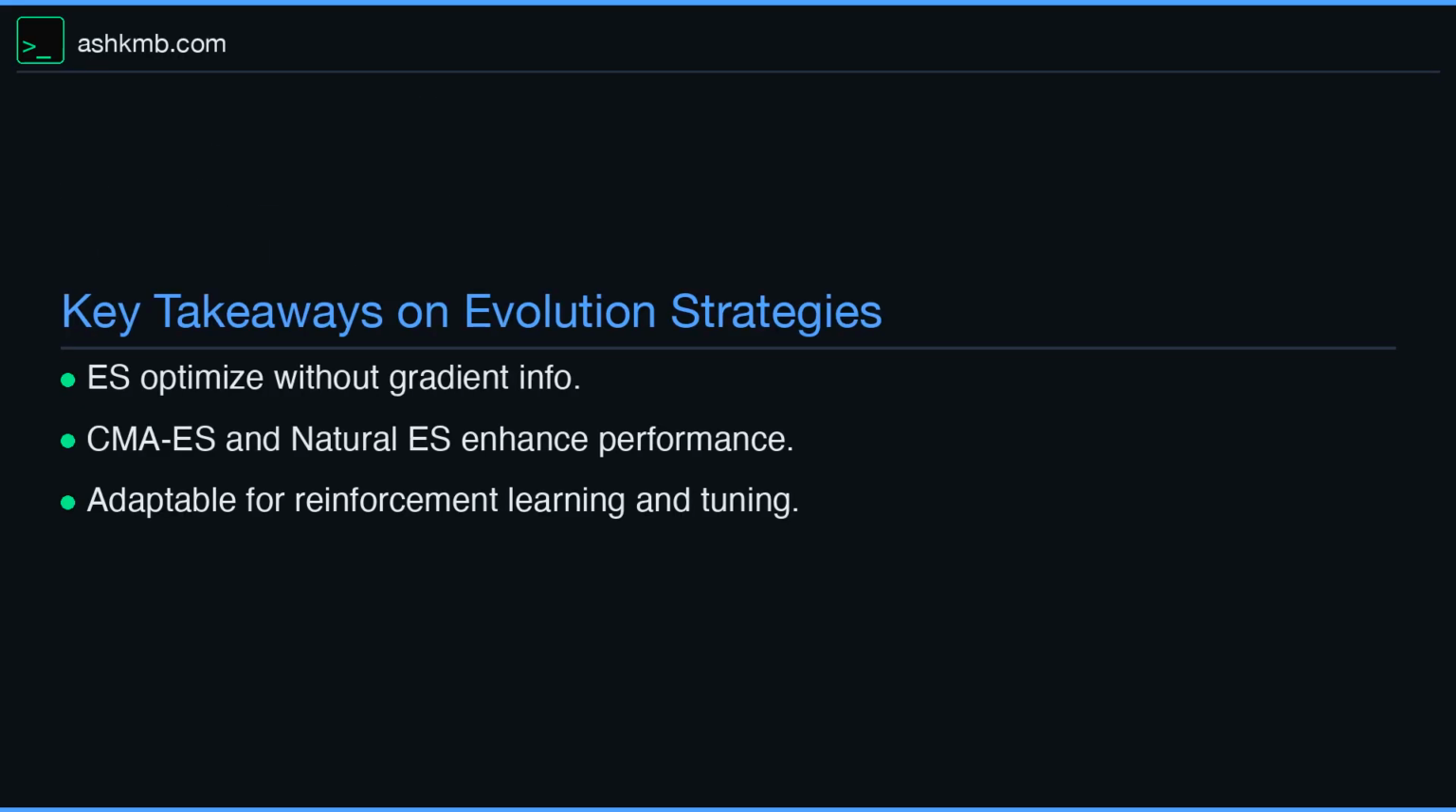In summary, evolution strategies optimize without the need for gradient information. CMA-ES and natural evolution strategies enhance performance significantly. They are also adaptable for applications in reinforcement learning and hyperparameter tuning. How do you see evolution strategies changing the future of optimization in AI fields?